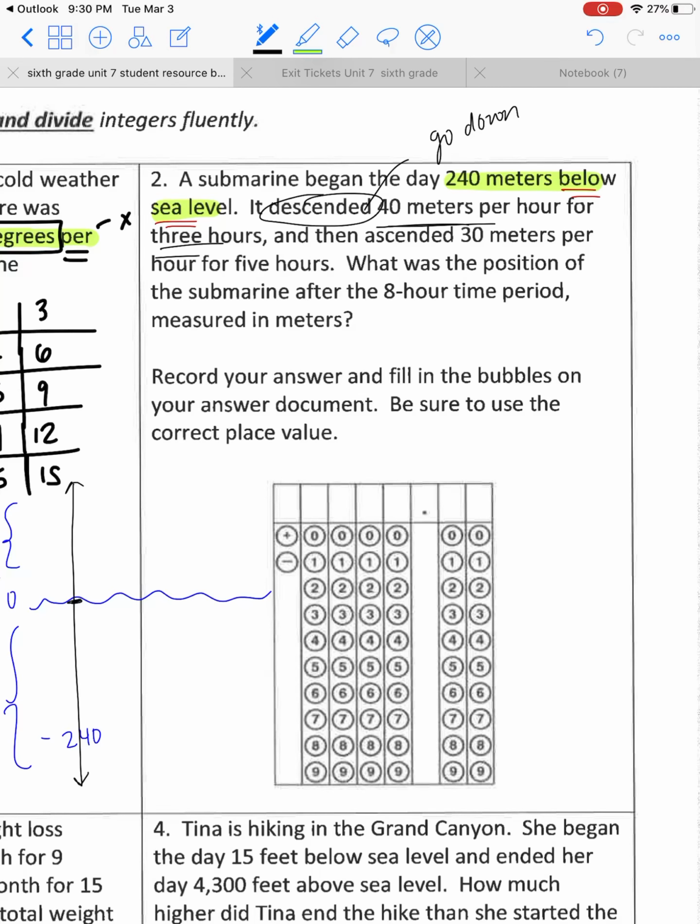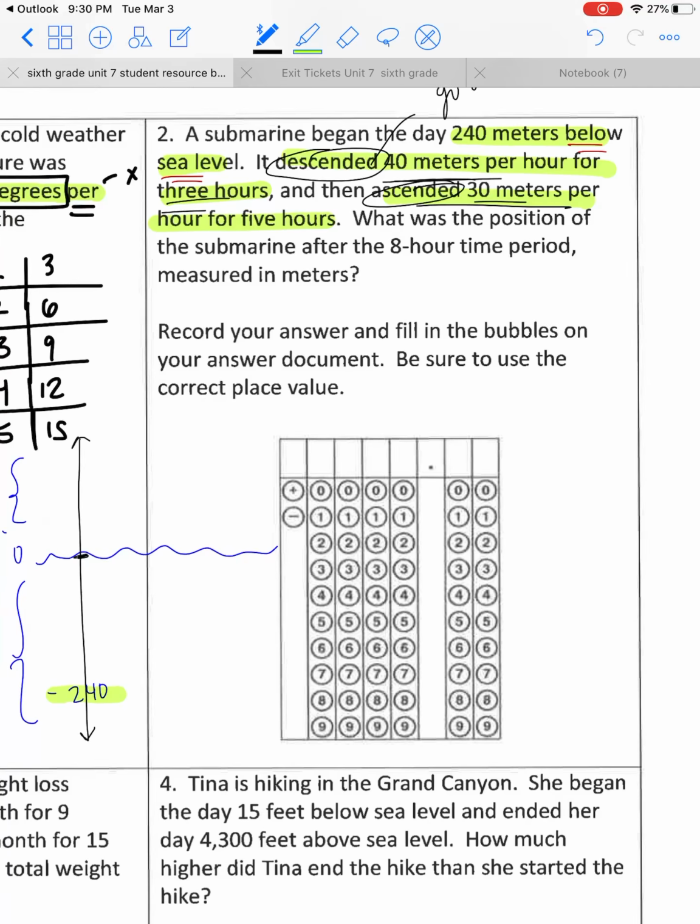And then it said it then ascended 30 meters per hour. So you were at negative 240, right here. Then you descended 40 meters per hour for 3 hours. And then you ascended 30 meters per hour for 5 hours. So basically what's going on is you're here.